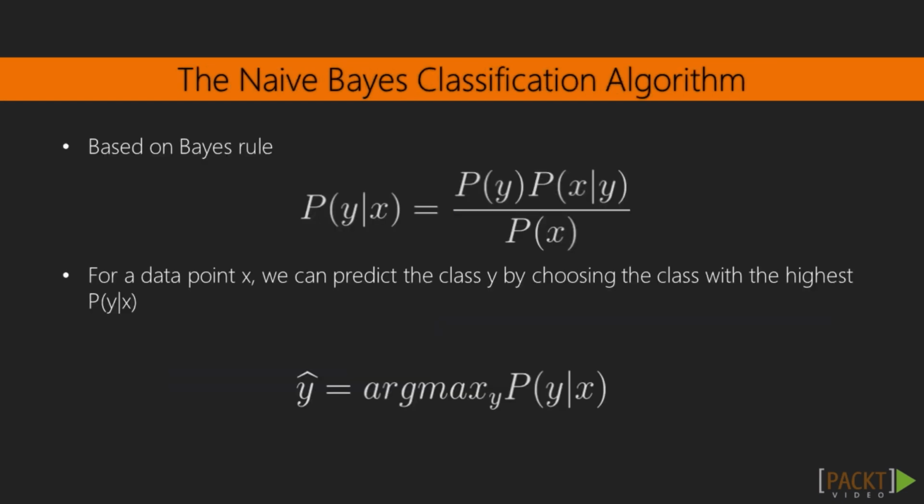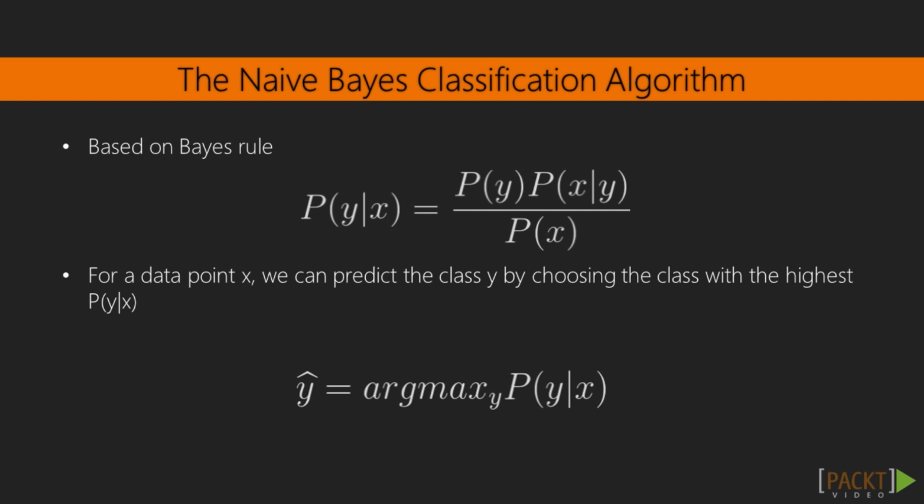The second classification algorithm that we are going to look at is the naive Bayes algorithm. The naive Bayes algorithm is based on Bayes' rule from probability. Bayes' rule states that for 2 random variables y and x, the conditional probability of y given x is equal to the probability of y times the conditional probability of x given y divided by the probability of x. In Bayesian statistics, the probability of x given y is called the likelihood of x. The probability of y is called the prior probability, and the probability of y given x is called the posterior probability of y.